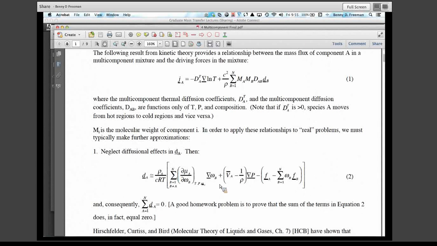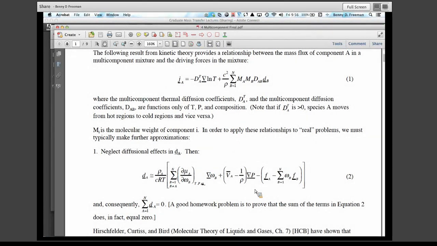This model allows for hydrostatic pressure to cause mass transfer, and we will come to know this as pressure diffusion, and we'll see how this works in real problems. This term is basically the term that drives mass transport when you have a pressure gradient in a system.